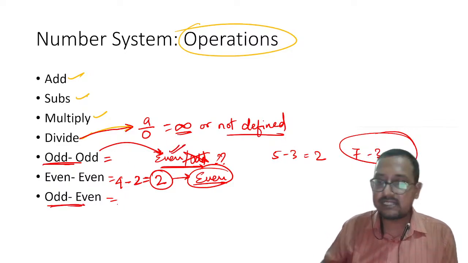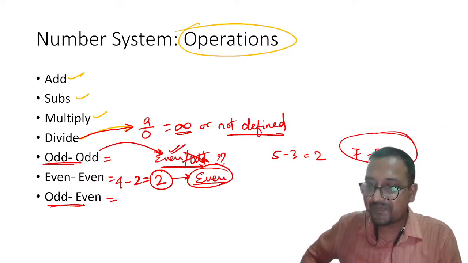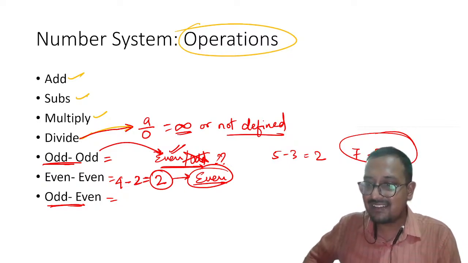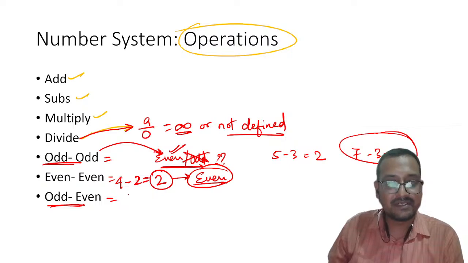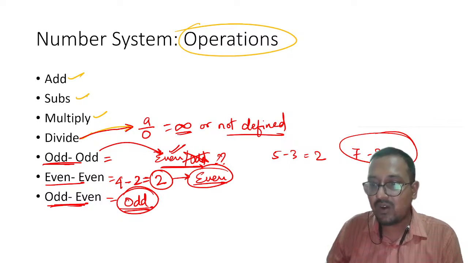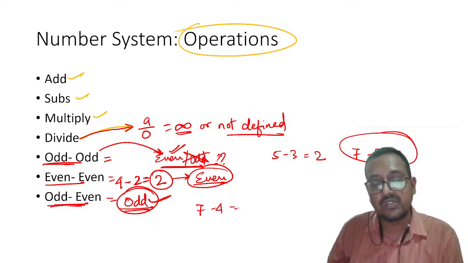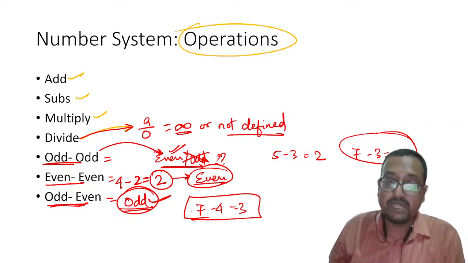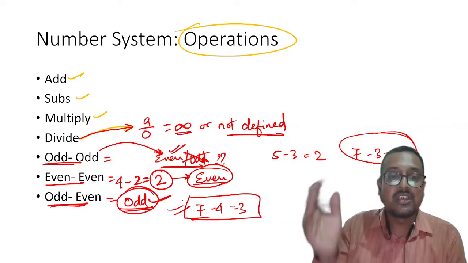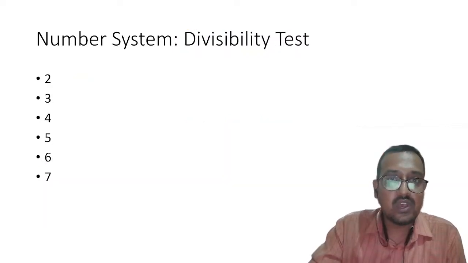Odd minus even, can anyone guess? Be quick. Yes, Lakshmi ji, you are very correct. Odd minus even will be odd. Yes, Rakesh, Abhishek and Lakshmi ji, absolutely odd. So please remember 7 minus 4 is equal to 3, so that will always be odd. Even if you do not remember, you can always go back and try a few numbers so that it works out. Understood? I hope that is clear.